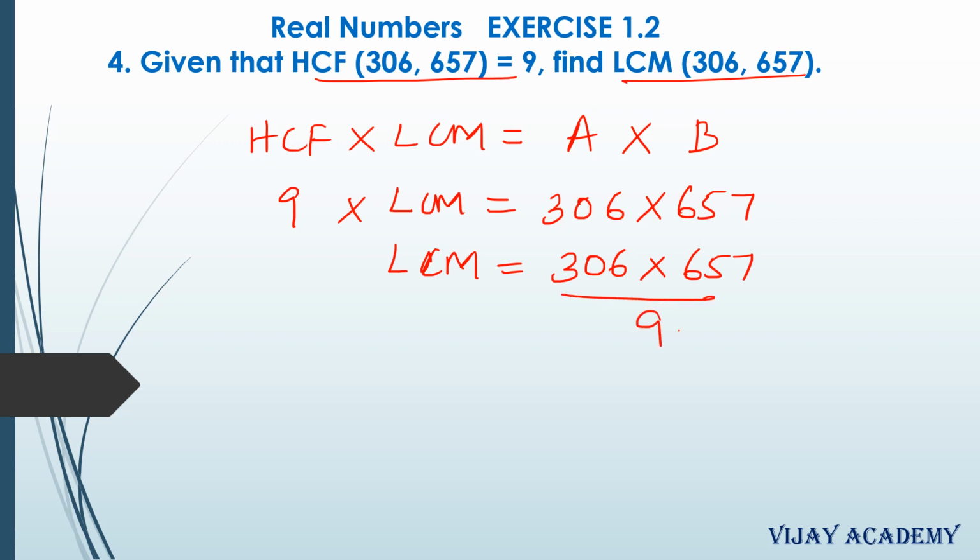Now 306 is divisible by 9. 9 ones are 9 and 9 threes are 27, 3 carry 36, then 9 fours are 36. So finally we get 34 into 657, whose product is 22338.